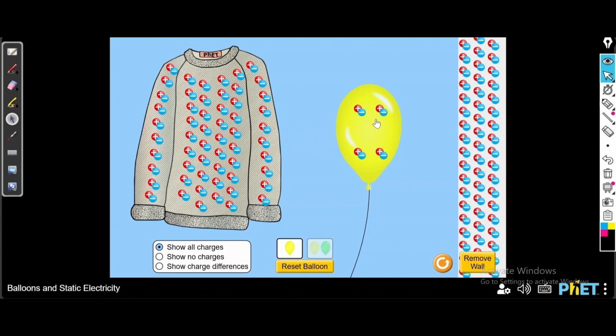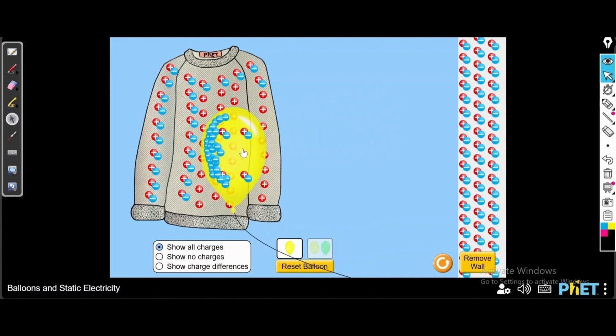So if we apply an external force on this balloon and rub it with the cloth, we apply some mechanical external force in order to rub these two bodies. That external energy is used to transfer the charges between these bodies. Due to that energy, the electron is transferred from the jacket to the balloon, and hence the positive charge is left on the jacket.